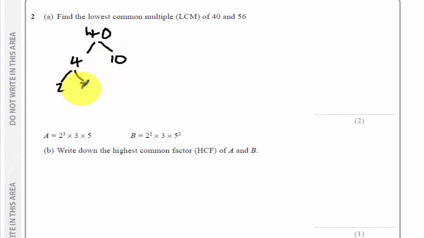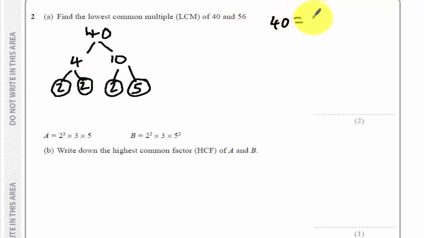2 times 2 is 4. 2 times 5 is 10. These are prime numbers at the bottom, so I don't need to go any further. In fact, I can't go any further with regard to breaking them down. And 40 can be written in the form 2 times 2 times 2 times 5. Do the same for 56.